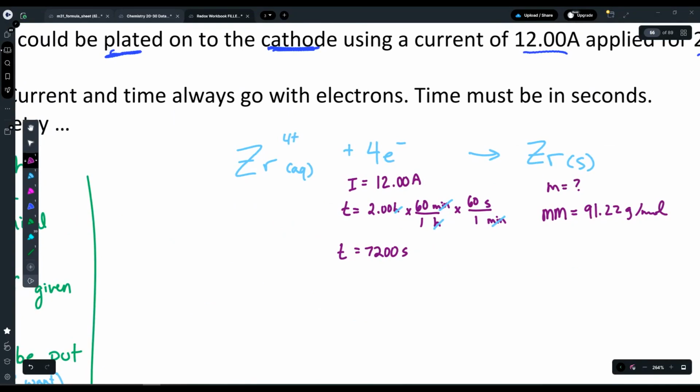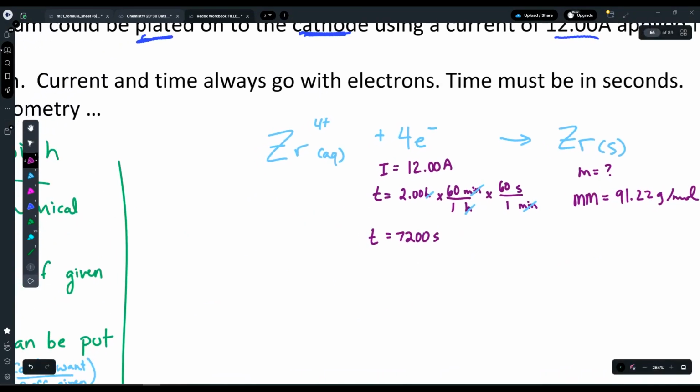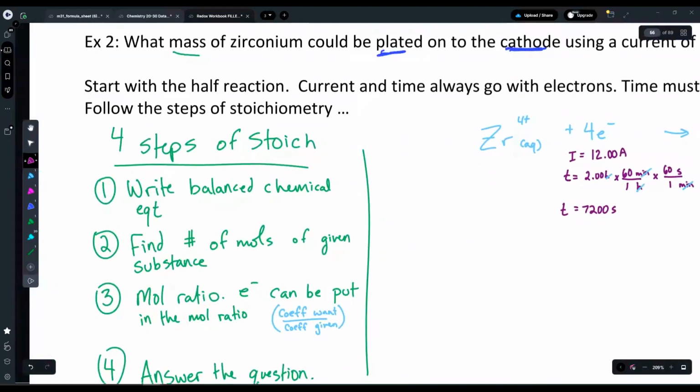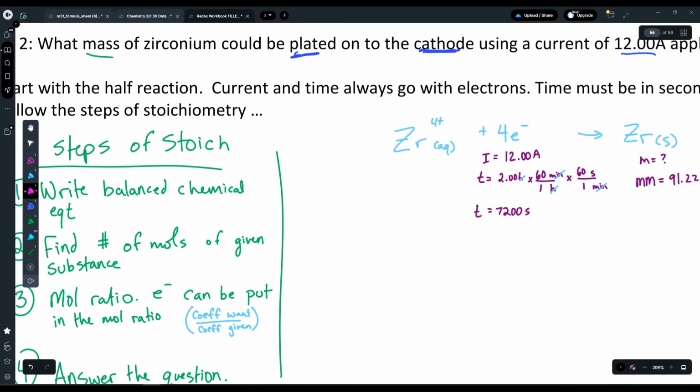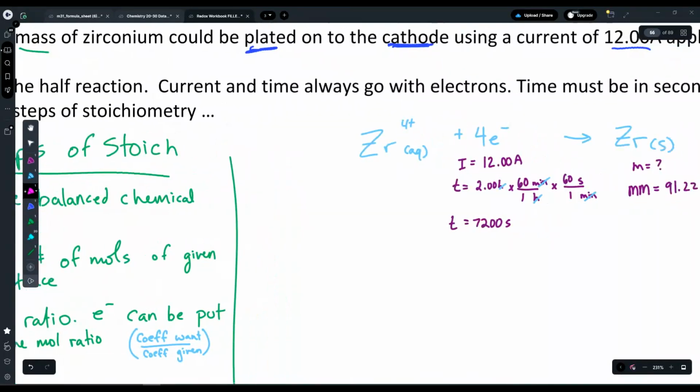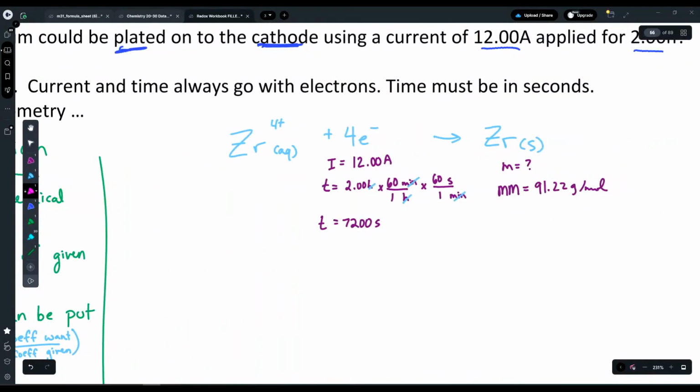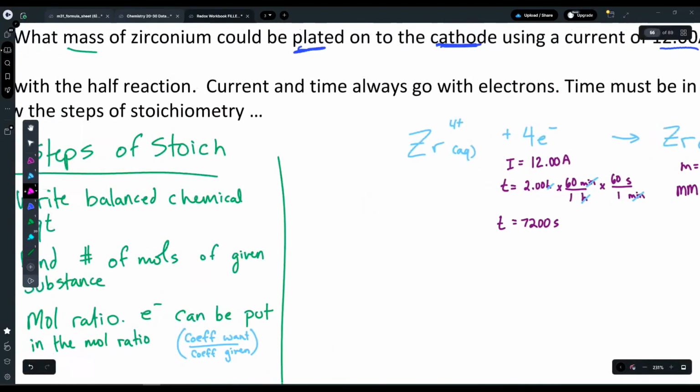Now that we have our information organized, we can move on to step 2, which is to find the number of moles of the given substance. For that, we have the most information given for the electrons, so that's where I'm going to start.